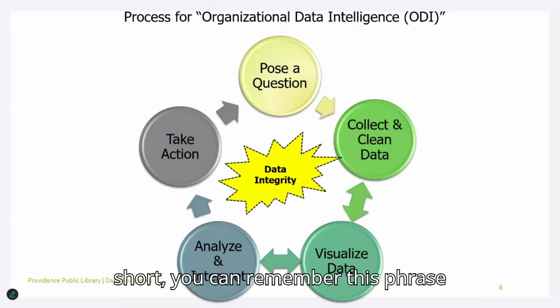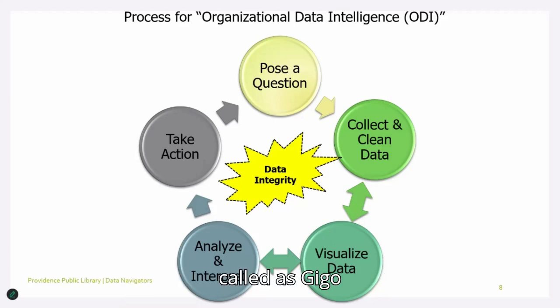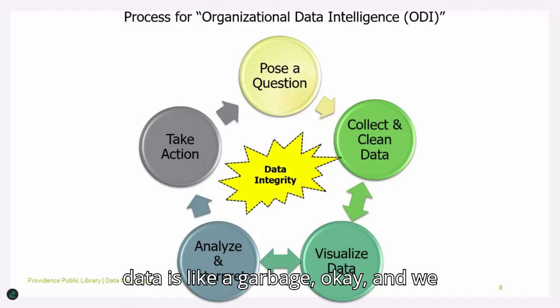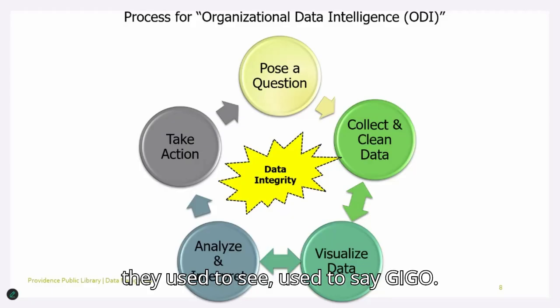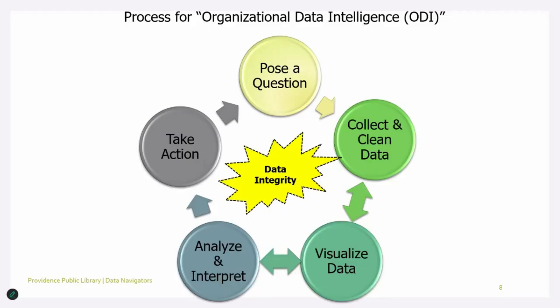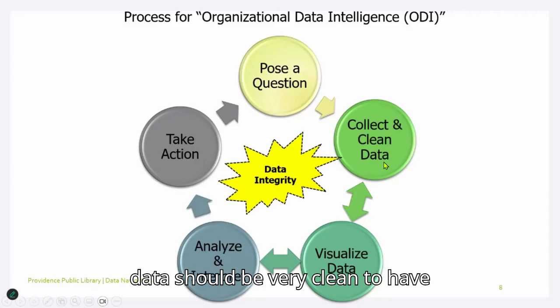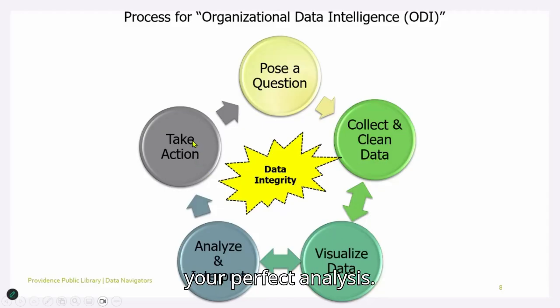In short, you can remember this phrase called GIGO, G-I-G-O. What is GIGO? Garbage in, garbage out. If our data is like garbage, and we feed that into the system, the output will be garbage. That's what technically they used to say, GIGO, garbage in, garbage out. So our data should be very clean to have a perfect analysis.